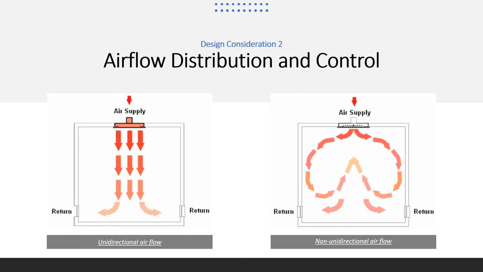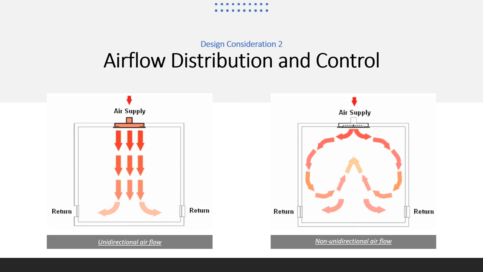Because airflow is such an important aspect of particle control, the design of a clean room requires careful consideration of air motion and airflow patterns. There are generally two air supply configurations used in clean room design, namely non-unidirectional and unidirectional.